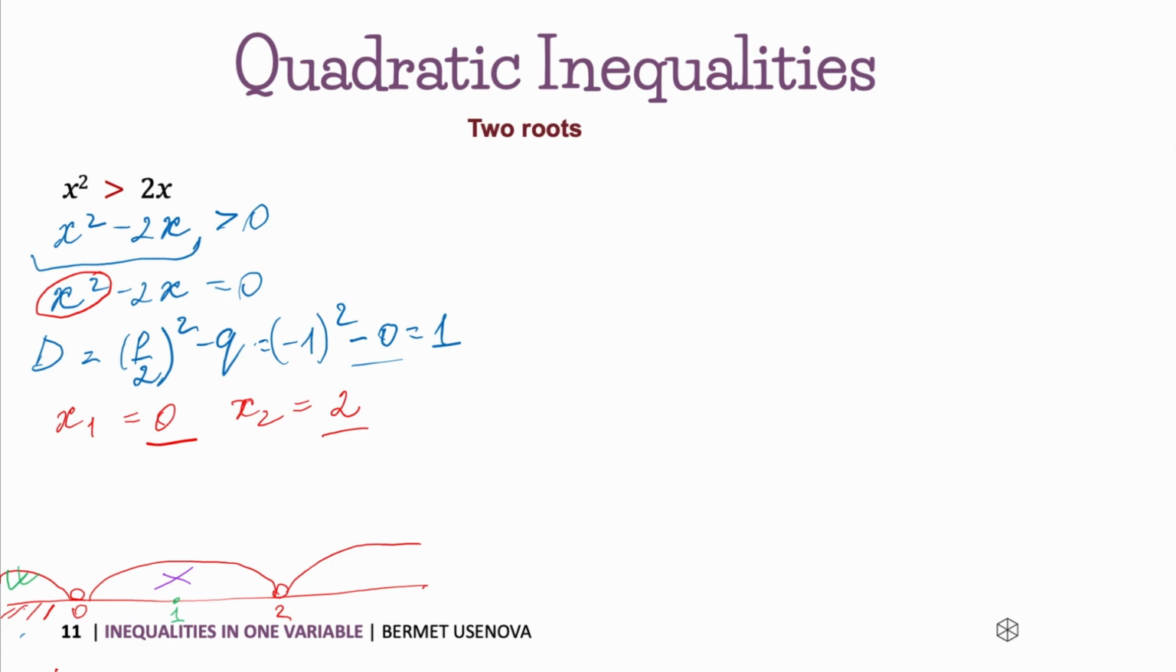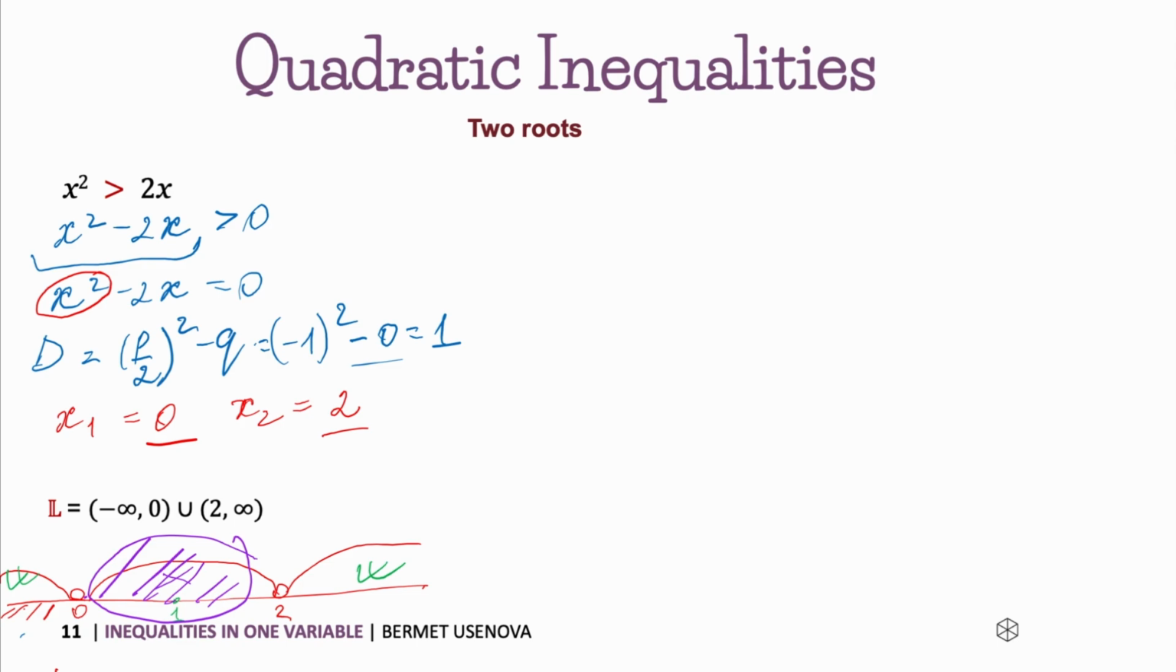Next, we'll look at numbers greater than 2. Obviously, any number greater than 2 will give us a positive number, and any number here will also fulfill our inequality. Therefore, the solution set for this inequality will include all the real numbers except 0, 2, and everything that lies between 0 and 2. I know it's complicated, but please stay with me.